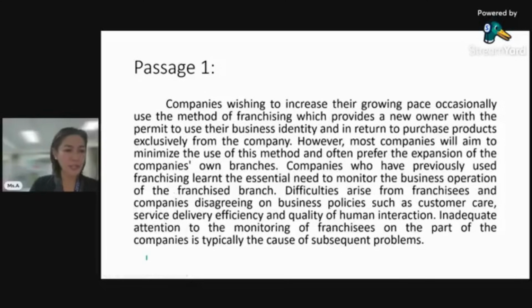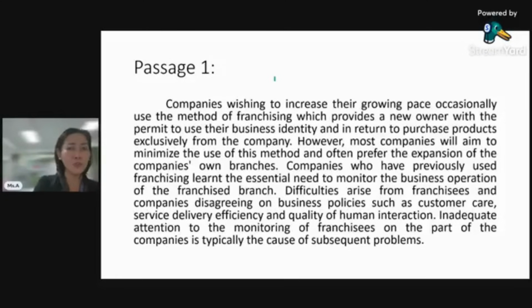So let's have green. Okay, so companies wishing to increase their growing pace occasionally use the method of franchising, which provides a new owner with the permit to use their business identity and in return to purchase products exclusively from the company. Minsan, or kadalasan, pag narinig nyo about franchising o company daw nag-franchise, di ba nangunguna ka na kagad, ay, alam ko to. Again, balikan natin yung passage lang, mag-stick lang tayo dun sa passage mismo.